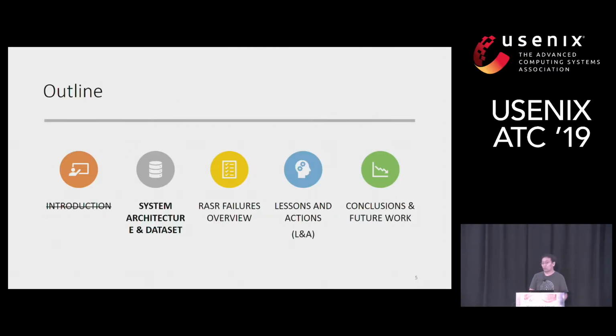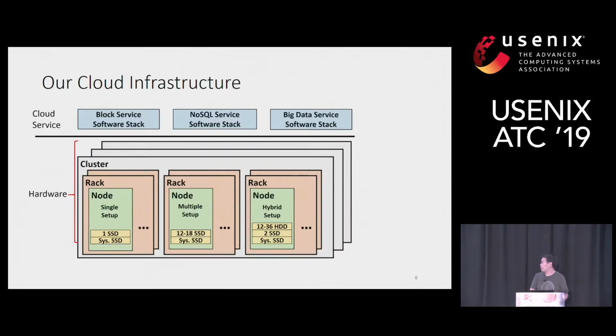I'll first give an overview of our cloud architecture. This is a very high-level architecture of our cloud service, focused on the hardware part. So it shows 3 main node types. They all use SSDs as their system drive. The one on the left has 1 additional SSD used for local storage. This is our main compute node. It has very powerful CPUs and maybe GPUs.